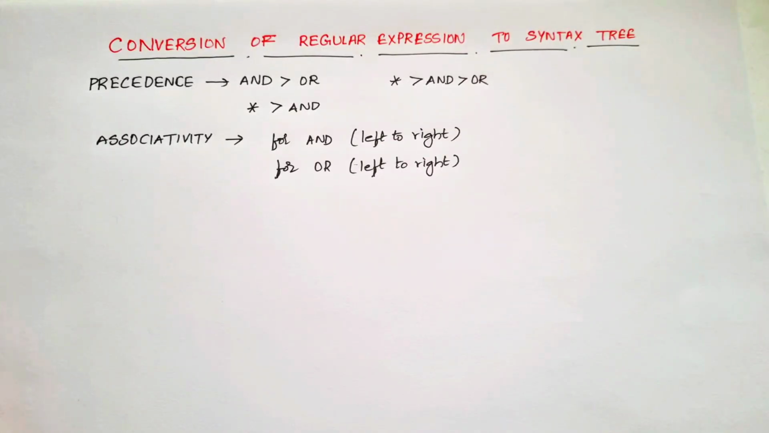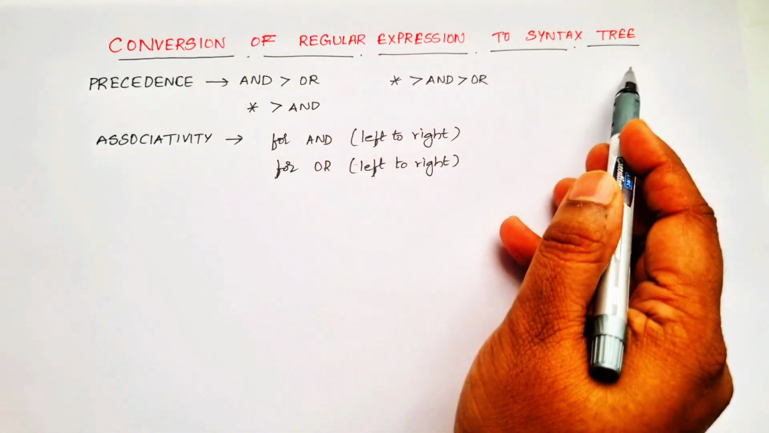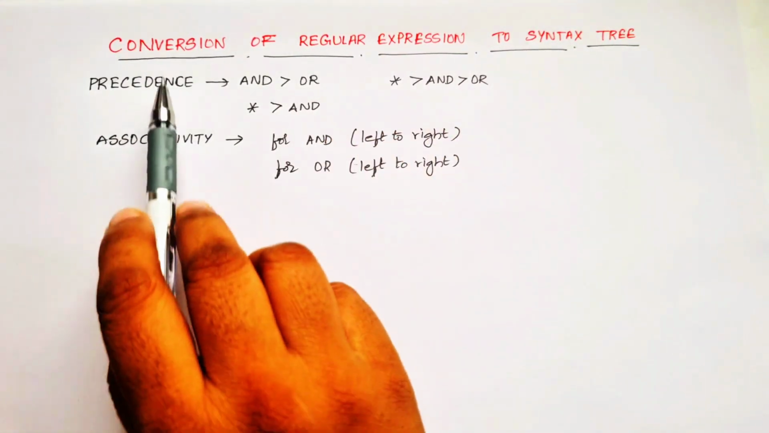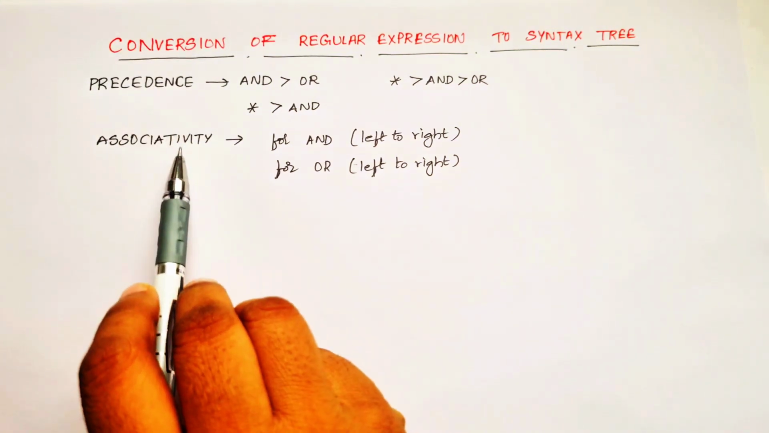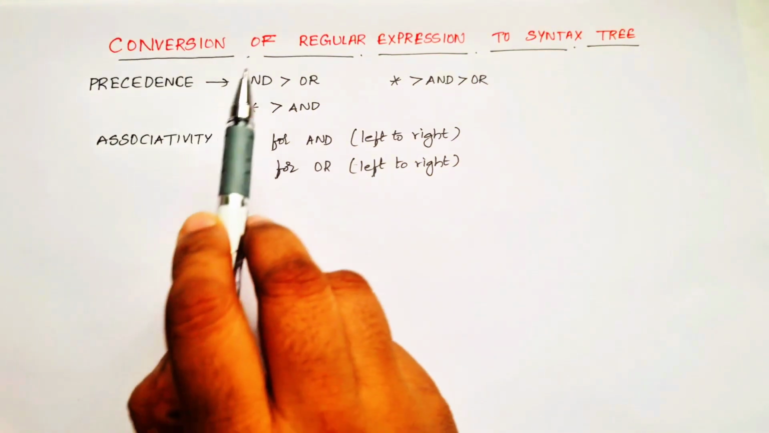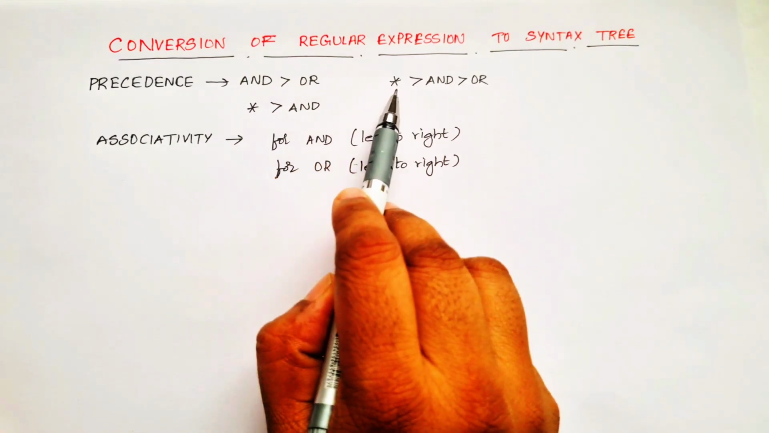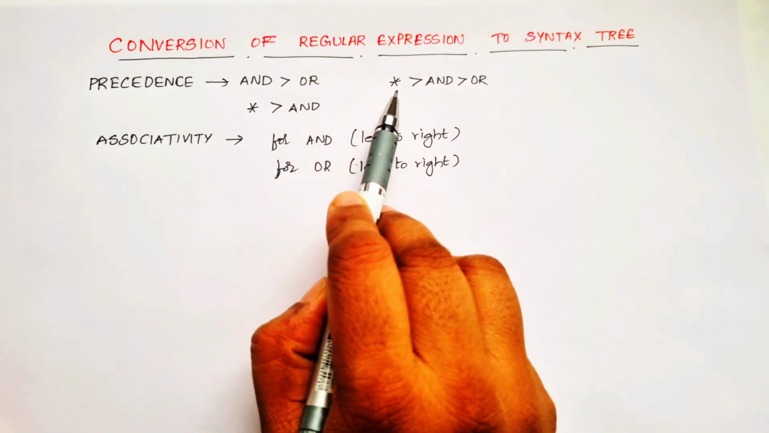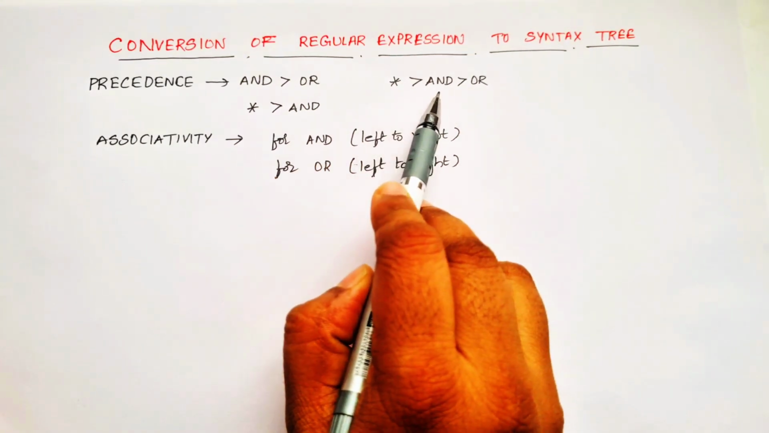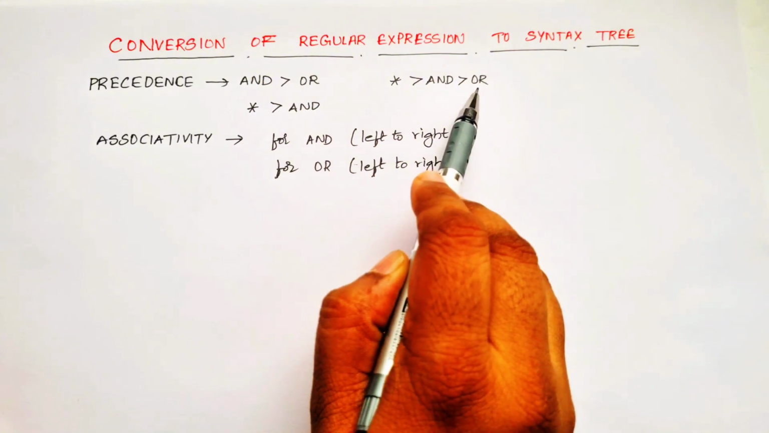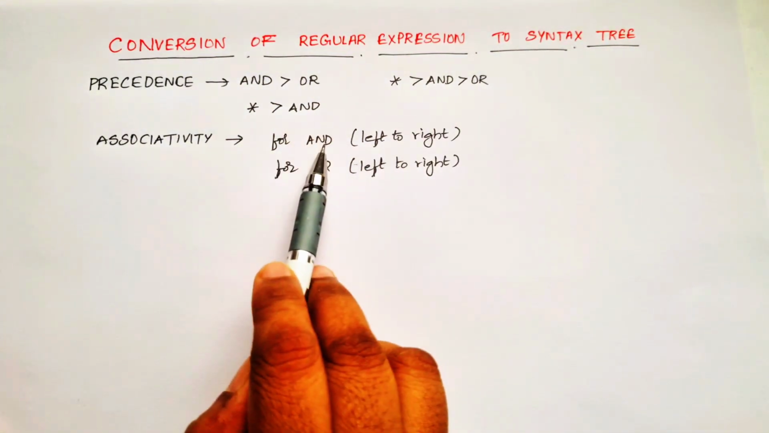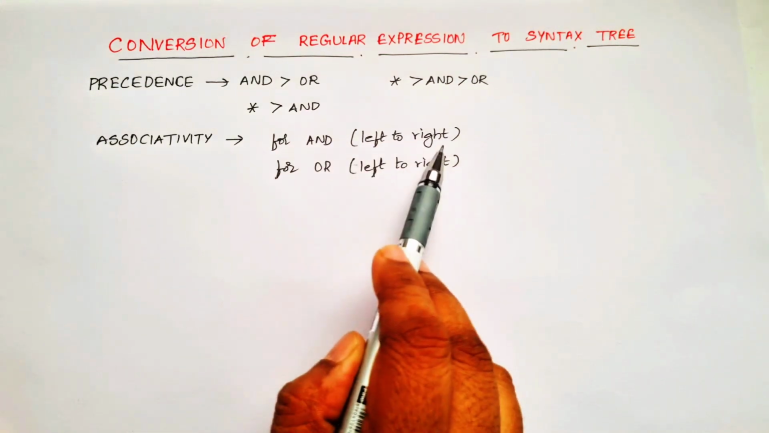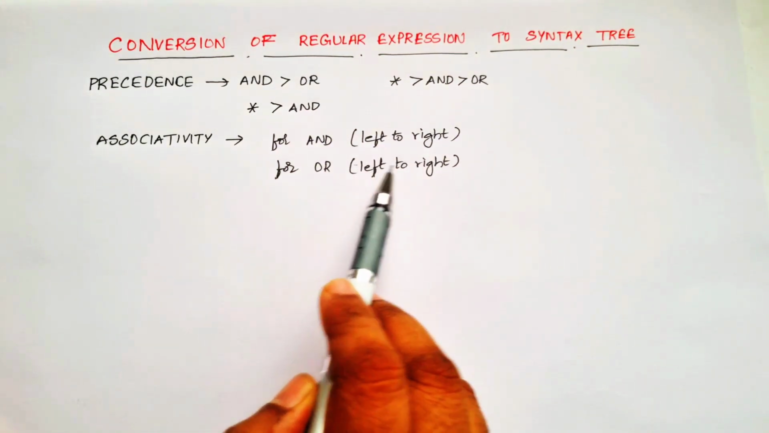In this video, we will discuss how to convert a regular expression to a syntax tree. Here we need to remember mainly two important points. First one is precedence and then associativity. The precedence of star, Kleene closure, is greater than AND operation, and that is greater than OR operation. Coming to associativity, for AND operation it is from left to right, for OR operation also from left to right.